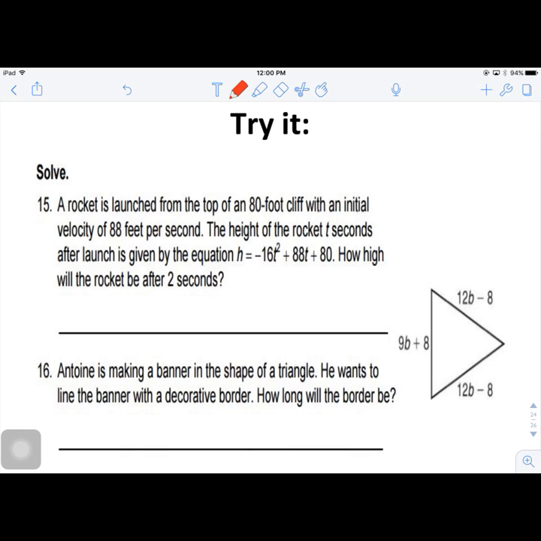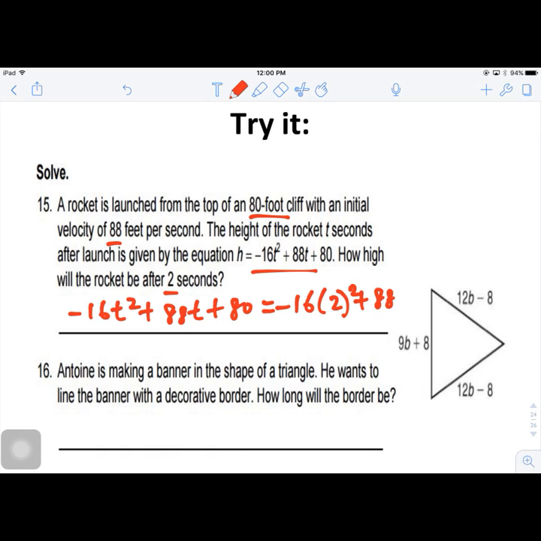Let's take a look at number 15. A rocket is launched from the top of an 80-foot cliff with an initial velocity of 88 feet. The height is given right here with this expression. How high will the rocket be after 2 seconds? So we're given the time right here is 2 seconds. So we're going to start with the expression. And since we're given the time, we're going to substitute 2 in for the time and simplify. After you simplify everything, you should have a total of 192 feet. And that is the end of that problem.